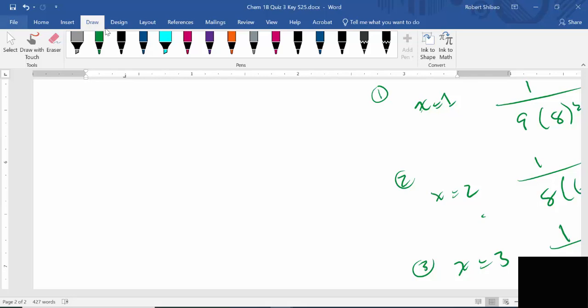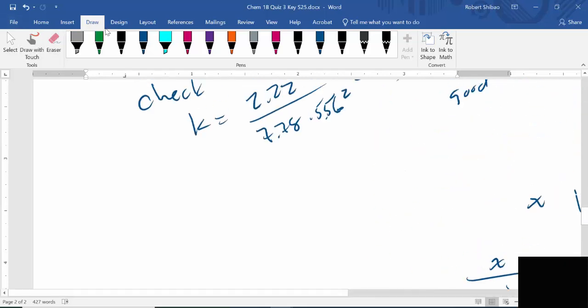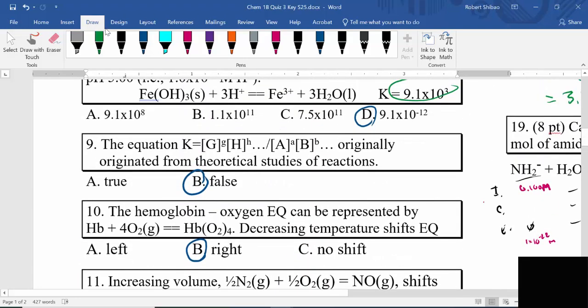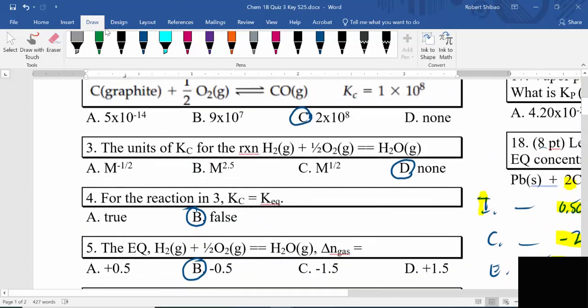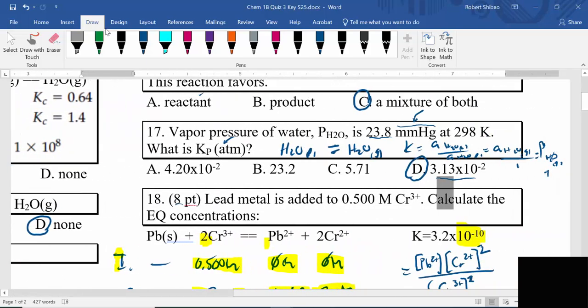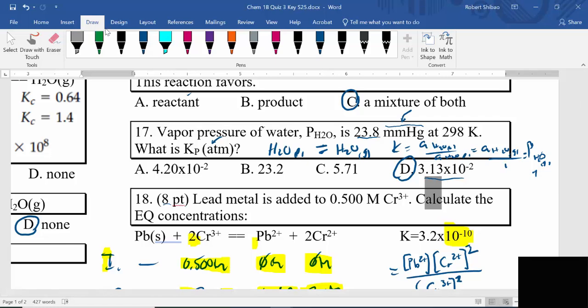Any other questions from chapter 16? Do you mind doing number 17? Because I was trying to use Kp is equal to Kc times RT to the power of delta n. Okay, we can take a look at number 17.